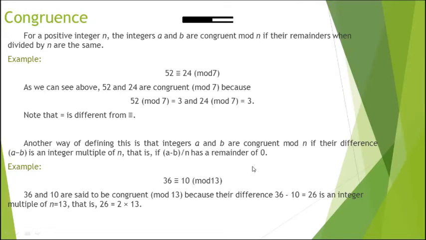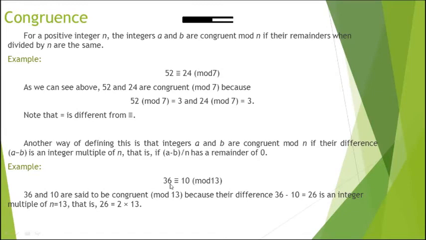Tulad dito, 36 is congruent to 10 at mod 13. So we're going to follow the procedure. This is your A, this is your B, A minus B. So we have 36 minus 10. The answer is 26. Is an integer multiple of n equal to 13. Because 26 is a factor of 2 times 13. Okay? So 2 times 13, that is 26. And if we're going to have that one, 26 divided by 13, the answer is 2. And the remainder is 0.